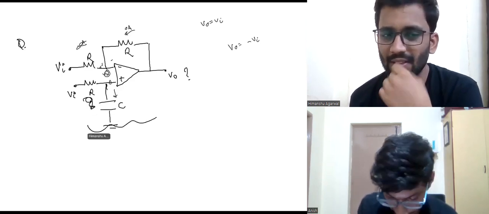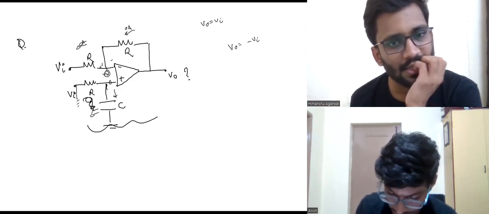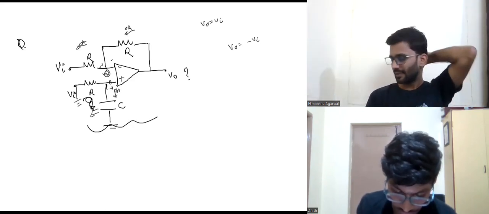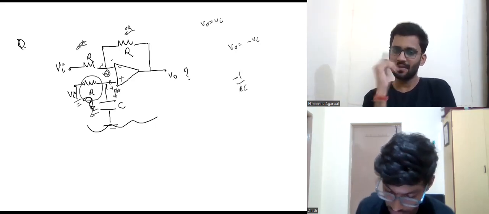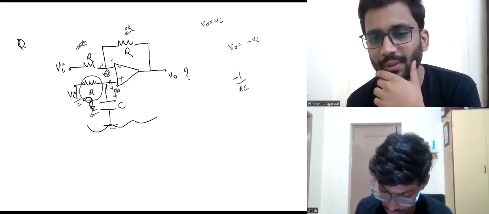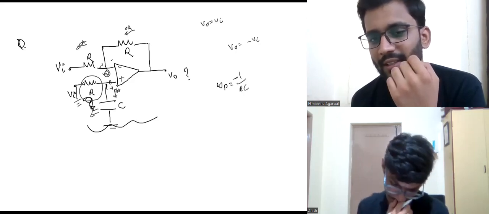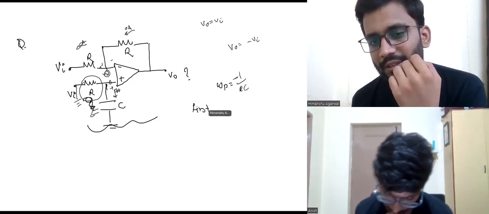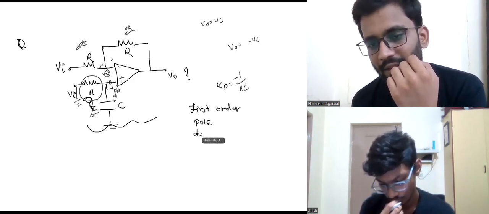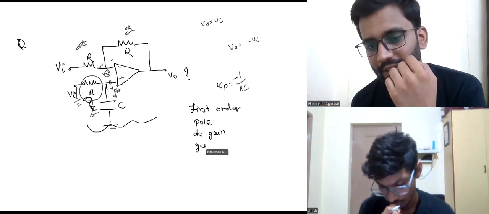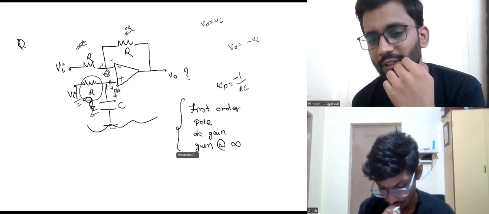If we find the R equivalent from this end, we have to short this VI. Now no current is flowing through here, we're only seeing one R. So the pole will be minus 1 by RC for this circuit. So now you know the pole. You also know it's a first order circuit. You know the location of the pole, you know the DC gain, and you know the gain at infinite frequency. So by using this information, can you tell me the location of the zero?